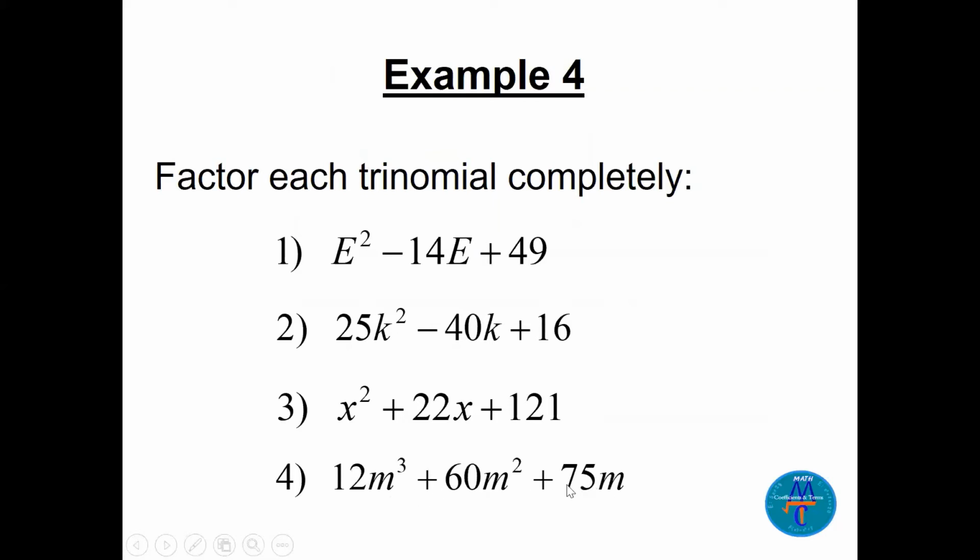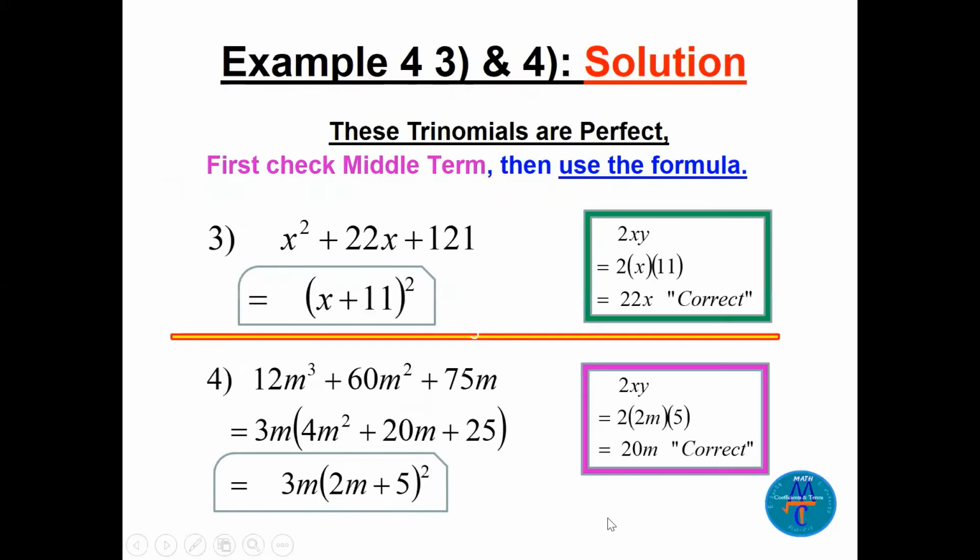75. You know, 75 is ugly. It's not perfect. And there is an m. What do you do in number 4? I cannot hear you. Are you saying common factor? Yes, that's a common factor here. We take a common factor in number 4.